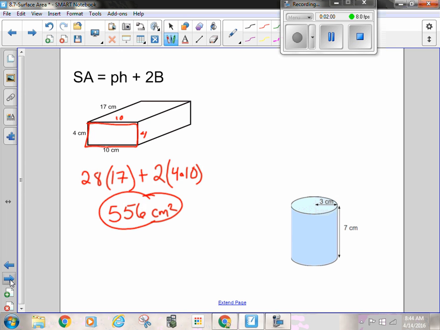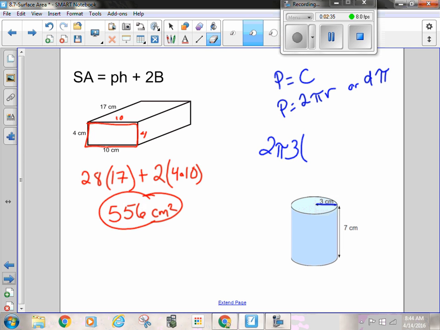Here we have a cylinder, so we're going to do perimeter. Perimeter in a cylinder, the perimeter of the base is actually circumference. So the perimeter is 2 pi r or d pi, the distance around. So my perimeter here, I'm given 3 as my radius. So I'm going to say 2 times pi times 3 times my height, which is 7.